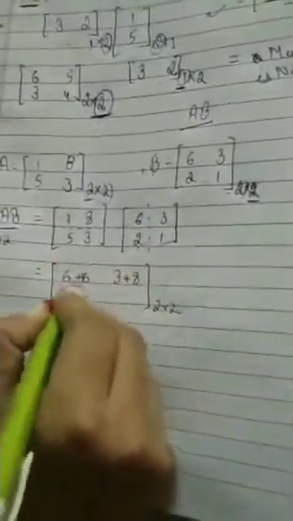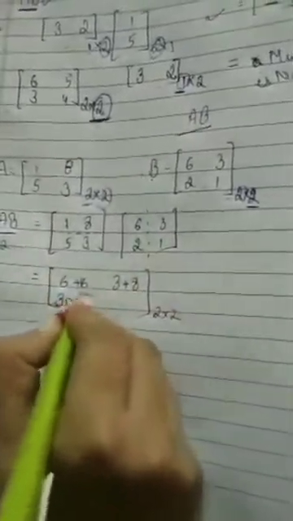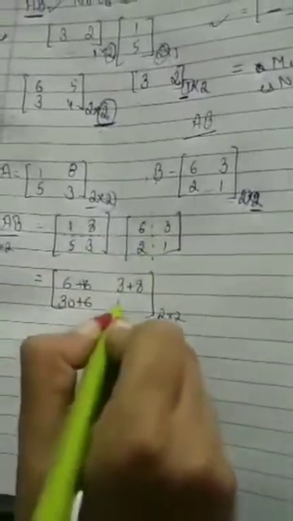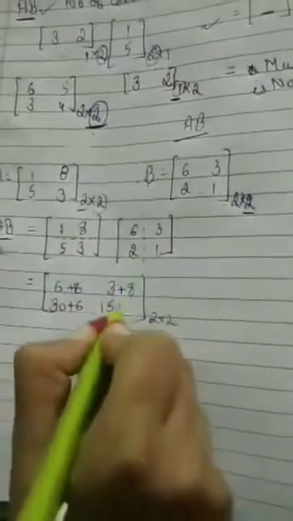16, right? 1 into 3 is 3 plus 8 into 1 is 8. 2 rows, 2 columns done. 5 6s are 30 and 3 2s are 6. 5 3s are 15 and 3 1s is 3.